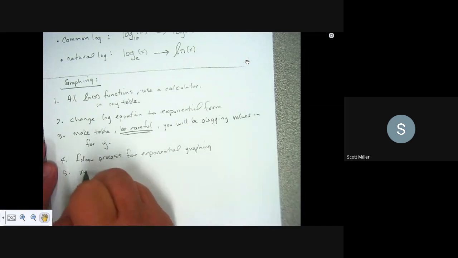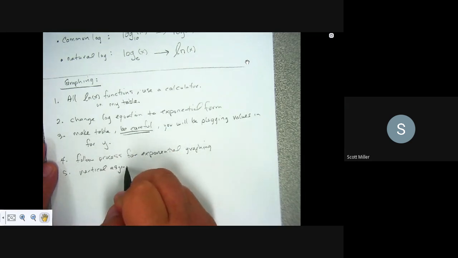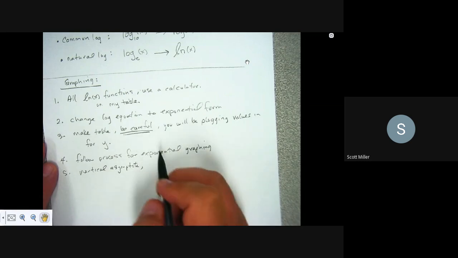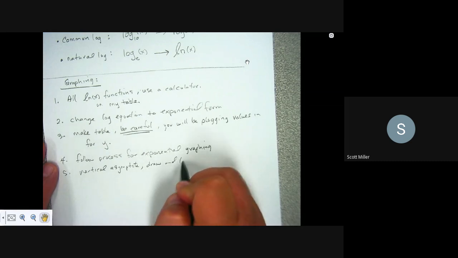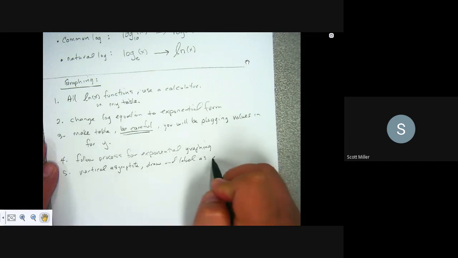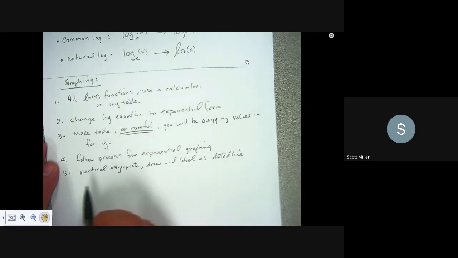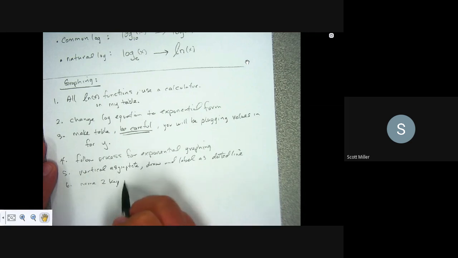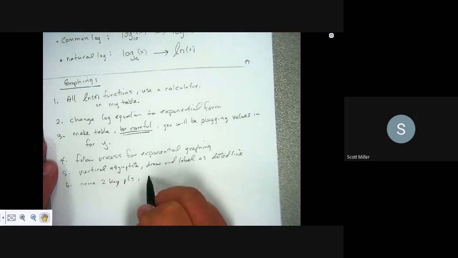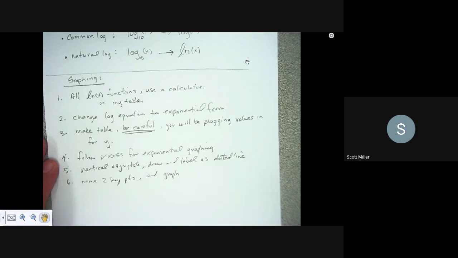Remember that you have a vertical asymptote, not a horizontal. You want to draw and label it as a dotted line. Make sure you name 2 key points. And name the graph if it's not sitting there already.